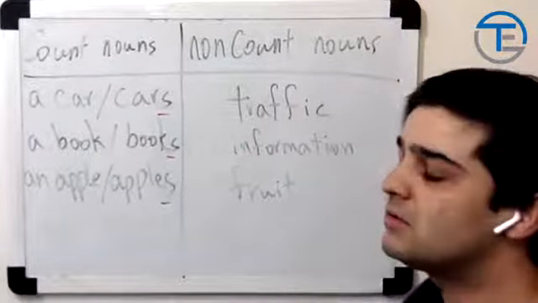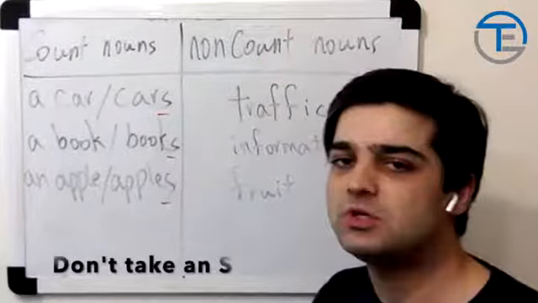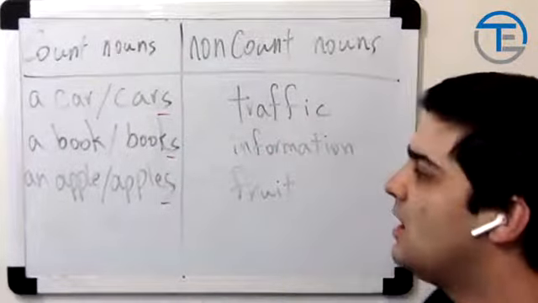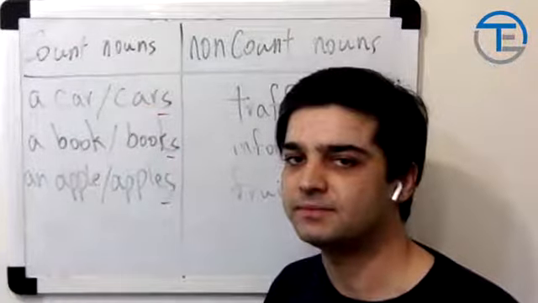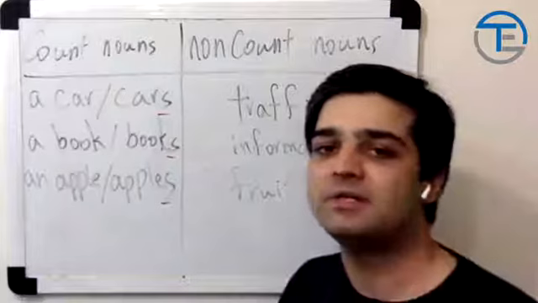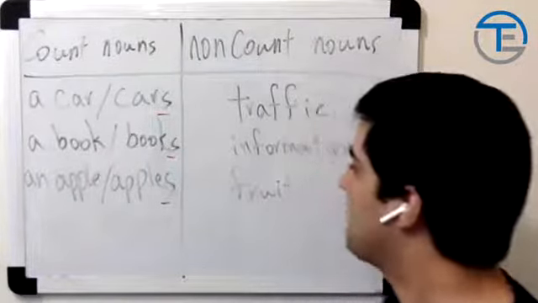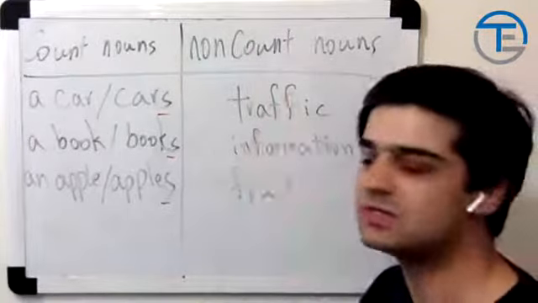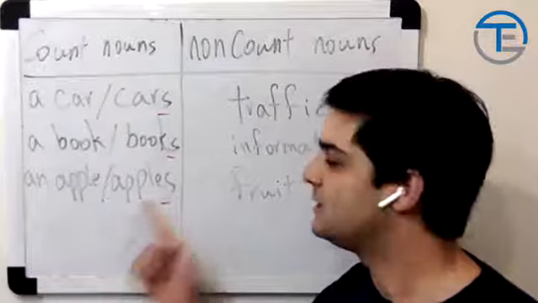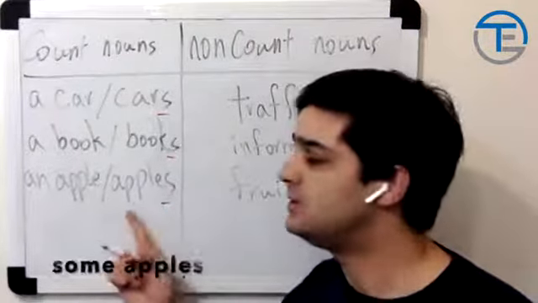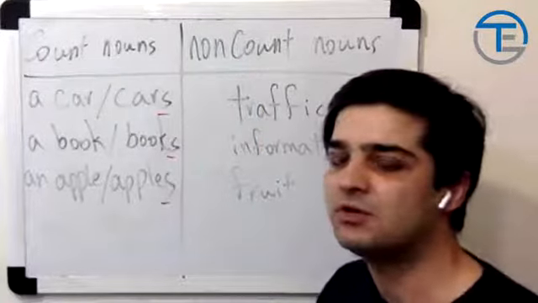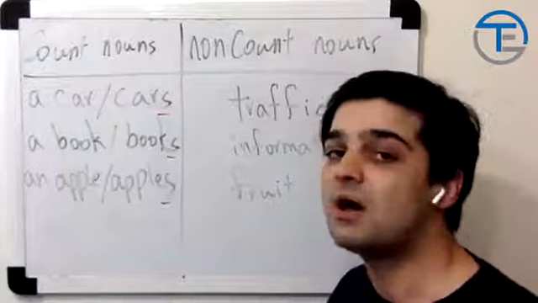On this side, we have non-count nouns. Non-count nouns don't take an S. For example, traffic. If you have 20 cars on the street, you can say there are 20 cars, or there is a lot of traffic. Okay? Information is a non-count noun. Fruit. Here we have apples that are fruit. Actually, you can say there are some fruit. But for fruit, because it's a non-count noun, you have to say there is some fruit.